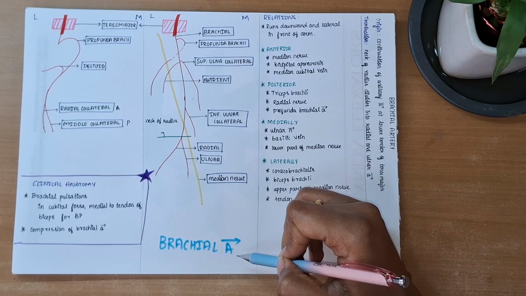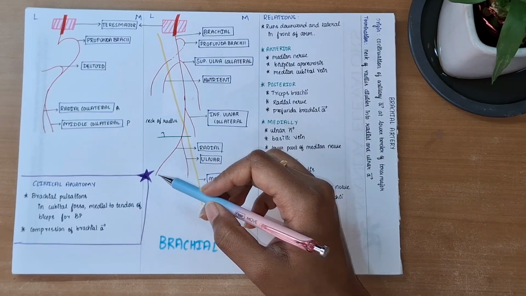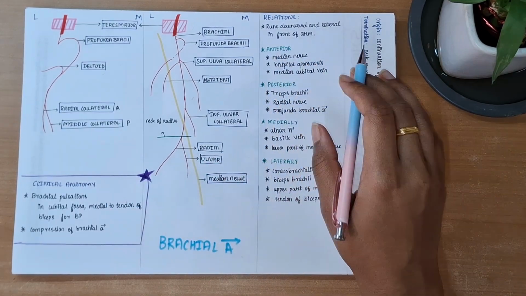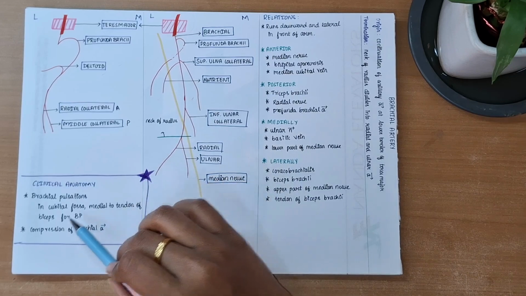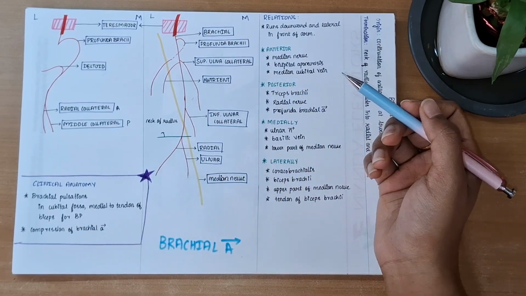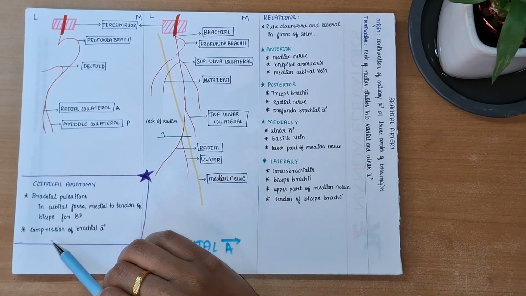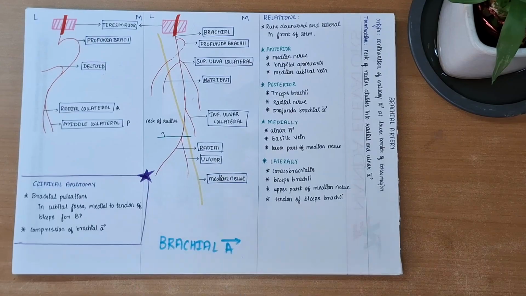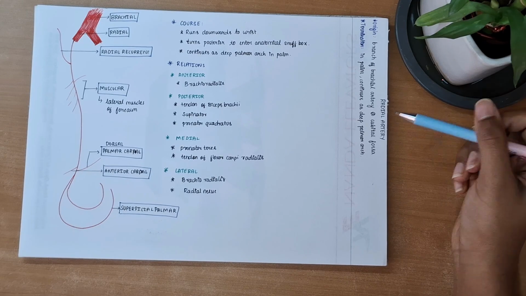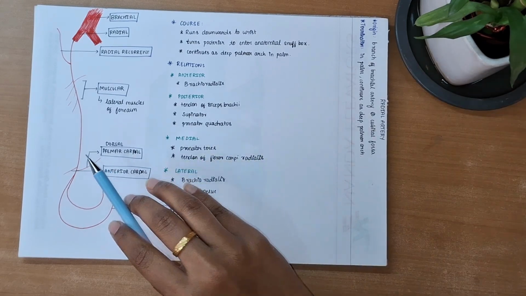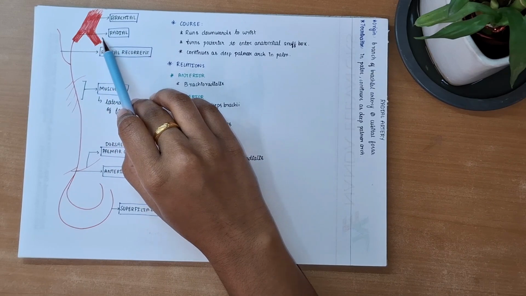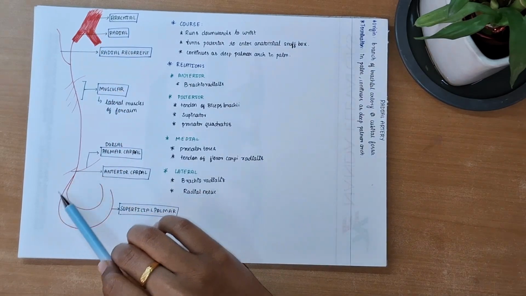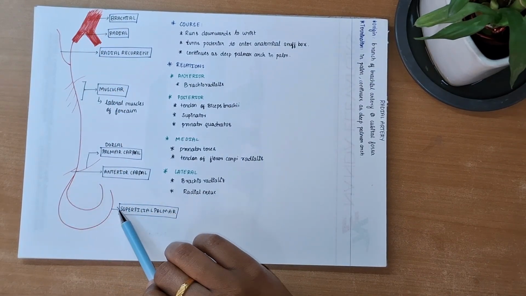Clinical anatomy of brachial artery includes brachial pulsations, which is felt in the cubital fossa just medial to the tendon of biceps for checking blood pressure. It is also used in compression of brachial artery. Radial artery. The radial artery is a branch of the brachial artery at the cubital fossa. In the palm, it continues as deep palmar arch.